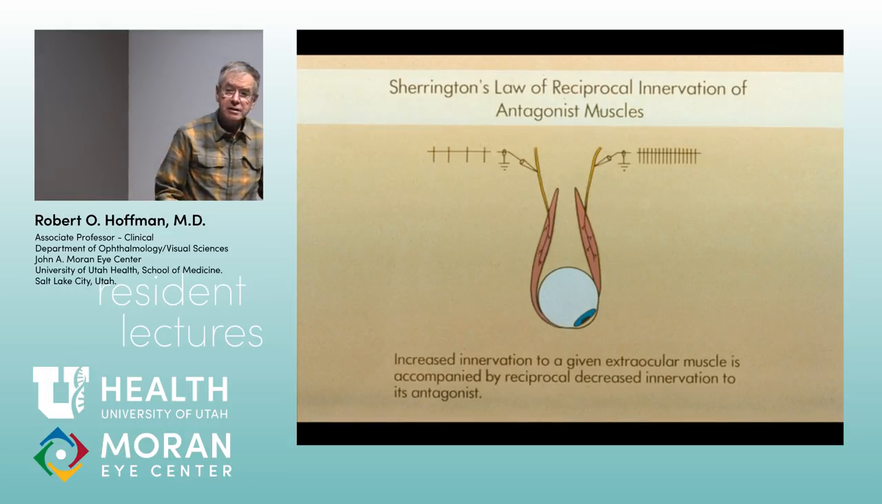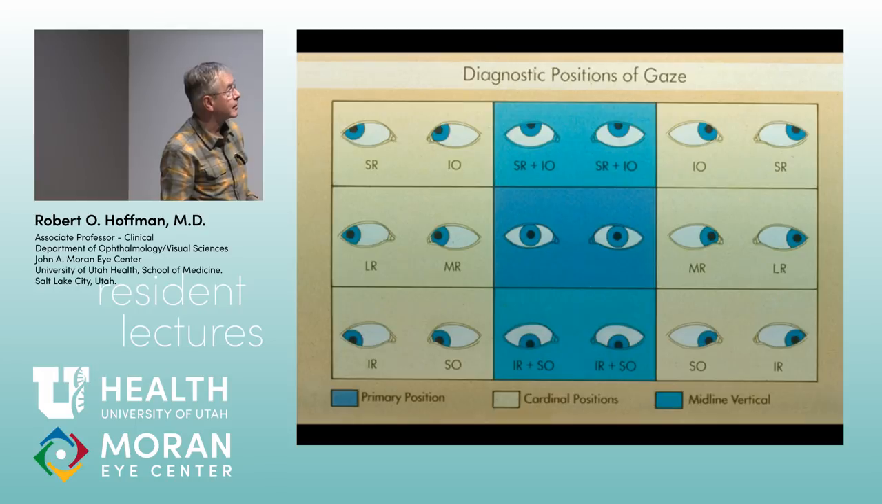Now, Sherrington's law, on the other hand, basically says that when antagonist muscles are involved, like my right lateral rectus and right medial rectus muscle, when I abduct my right eye, I get increased innervational input to the lateral rectus and decreased to its antagonist muscle, the muscle that pulls against it. That's important. What's the classic example of a situation where this does not occur? Duane's. Absolutely. Ding, ding, ding. You get that question right.